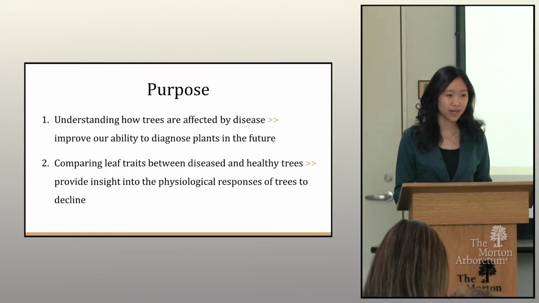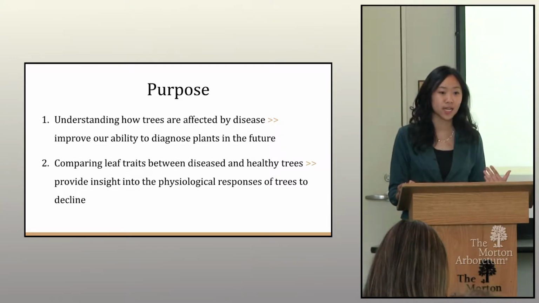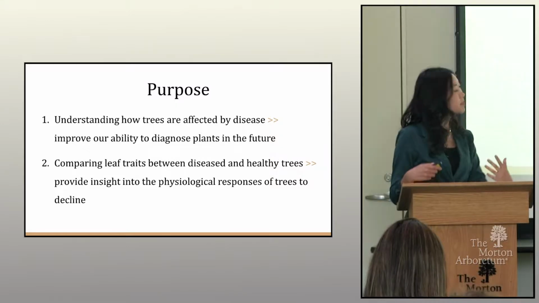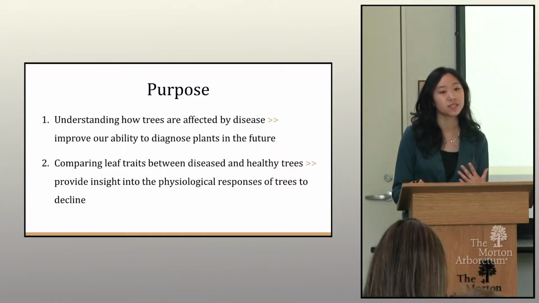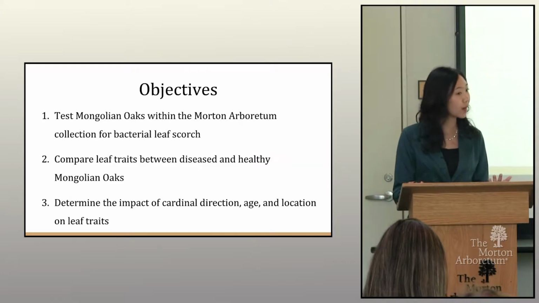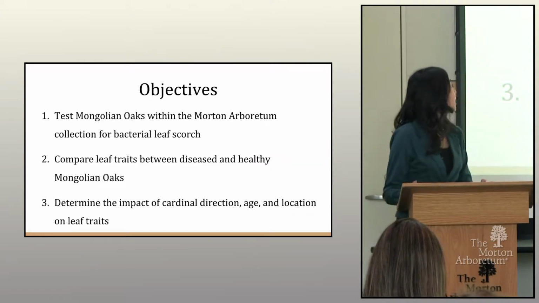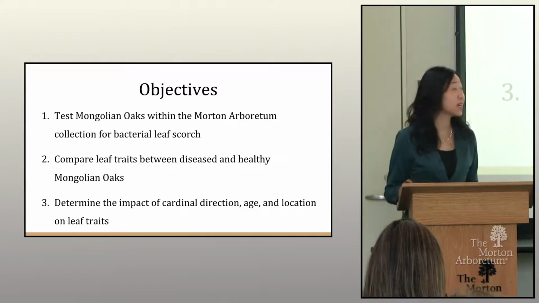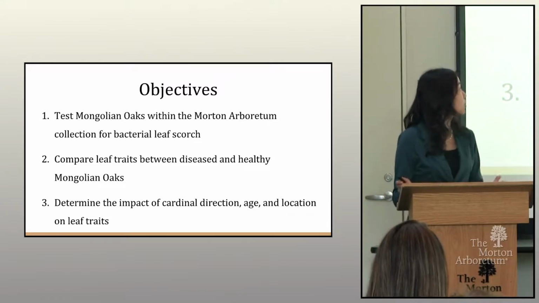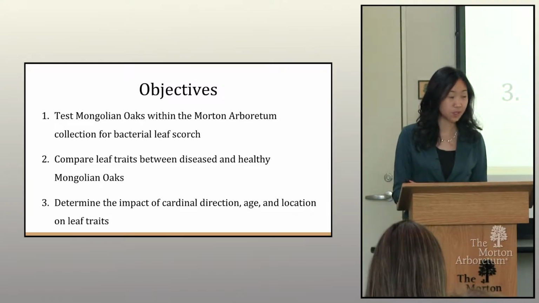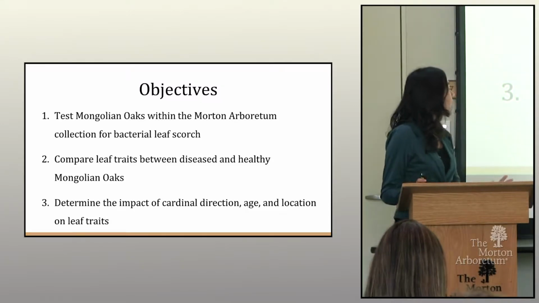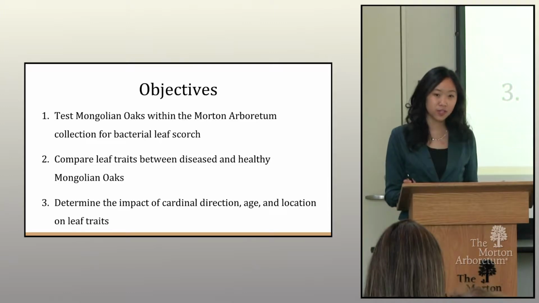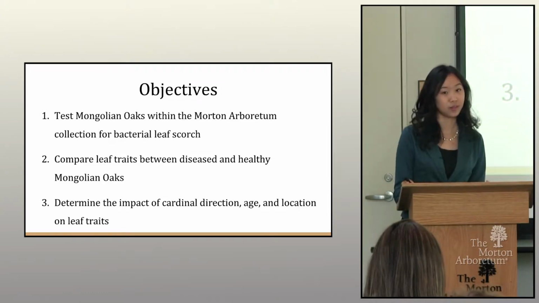Understanding how trees are affected by disease will improve our ability to diagnose plants in the future, and comparing the leaf traits between diseased and healthy trees will provide insight into the physiological responses of trees to decline. Therefore, my objectives were to test Mongolian oak branches within the Morton Arboretum collection for bacterial leaf scorch, compare leaf traits between diseased and healthy Mongolian oaks, and then also determine the impact of cardinal direction, age, and location on leaf traits.